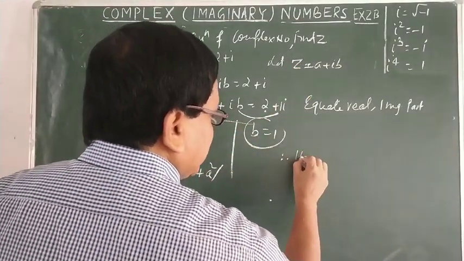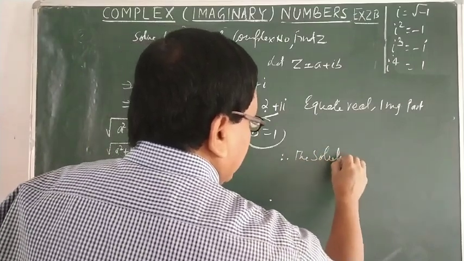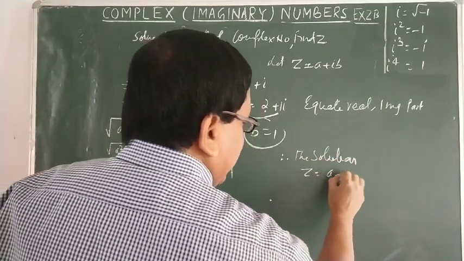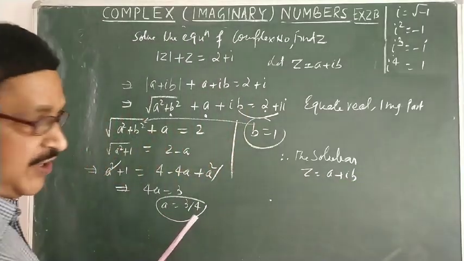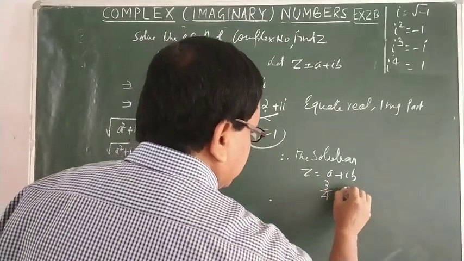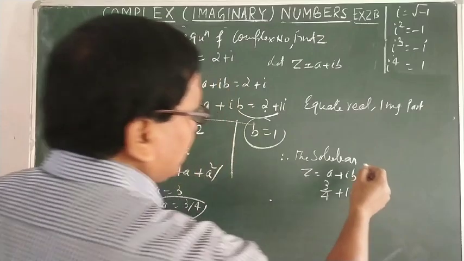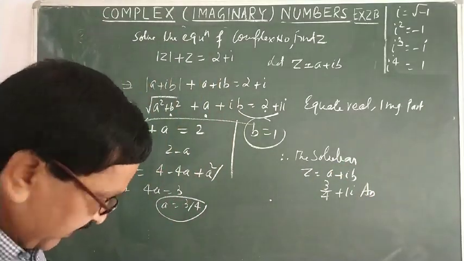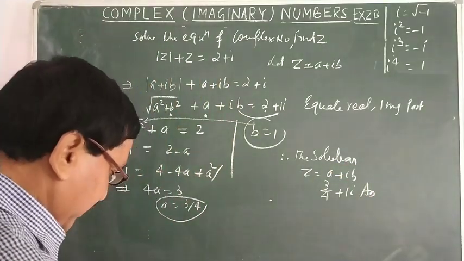Hence the solution is Z is equal to a plus ib. Put the value of a: 3 by 4 plus 1i. So this is the solution of the complex number. In this way you can solve the equation of complex number.